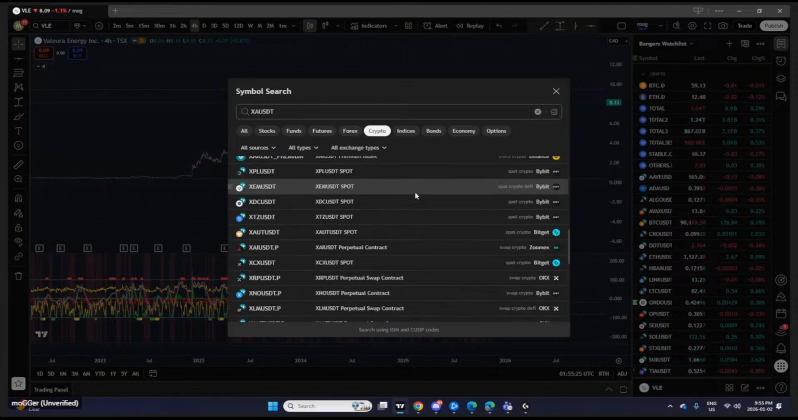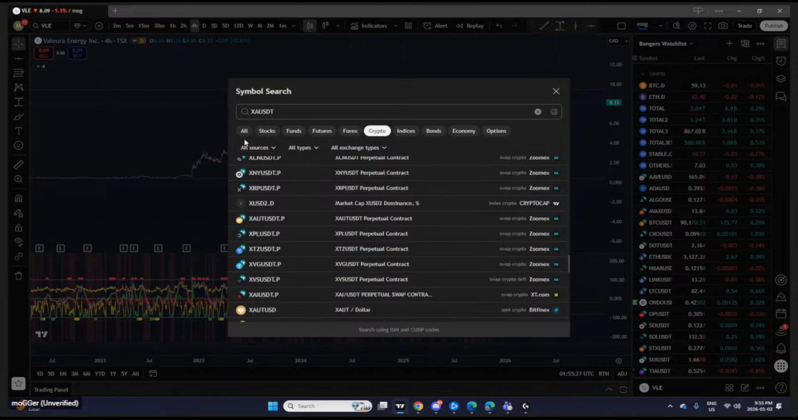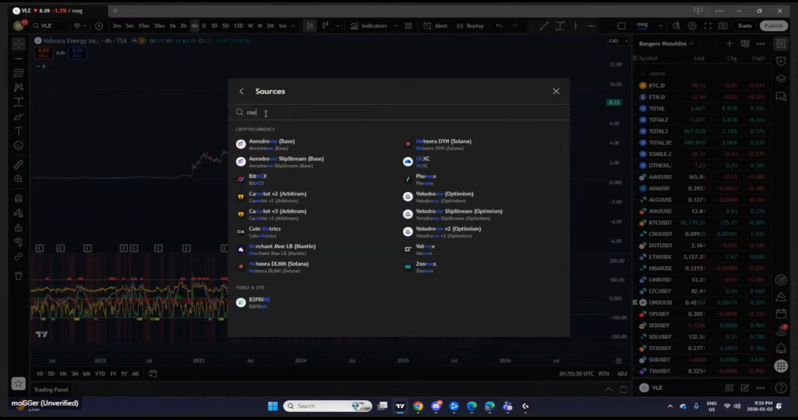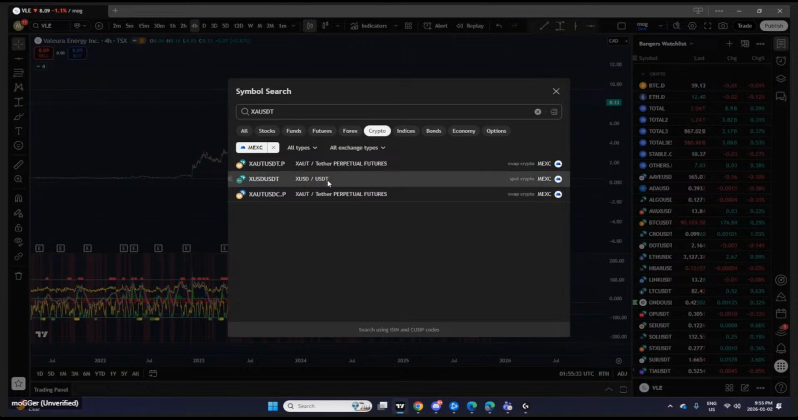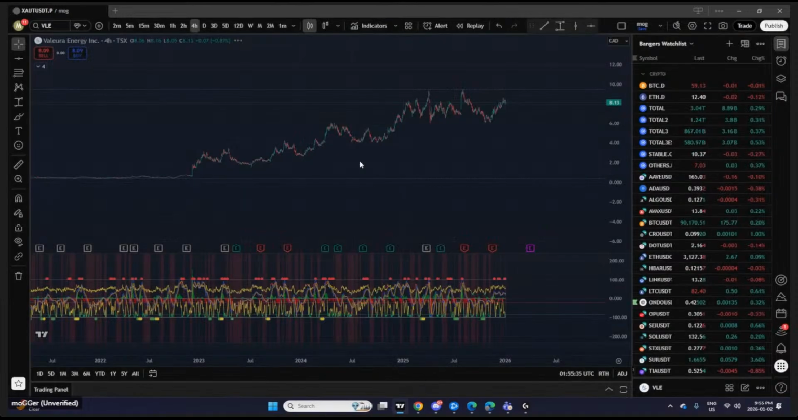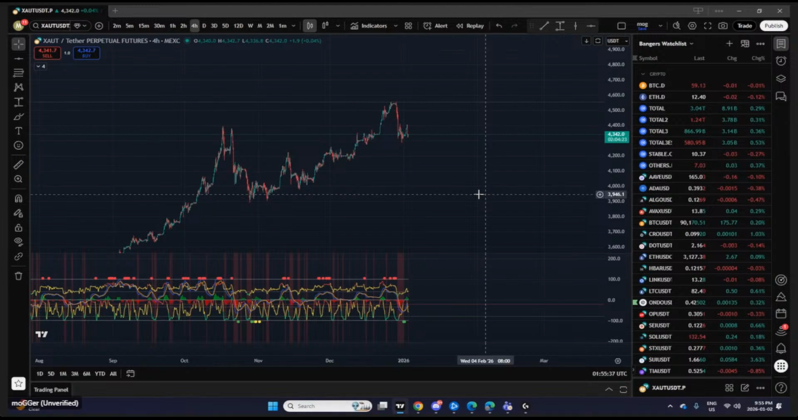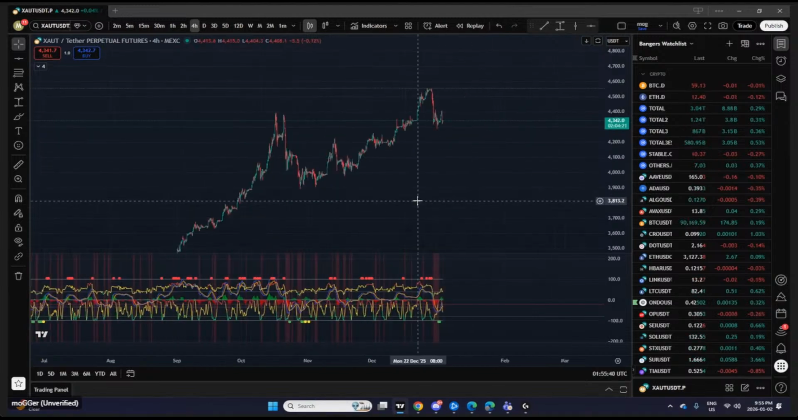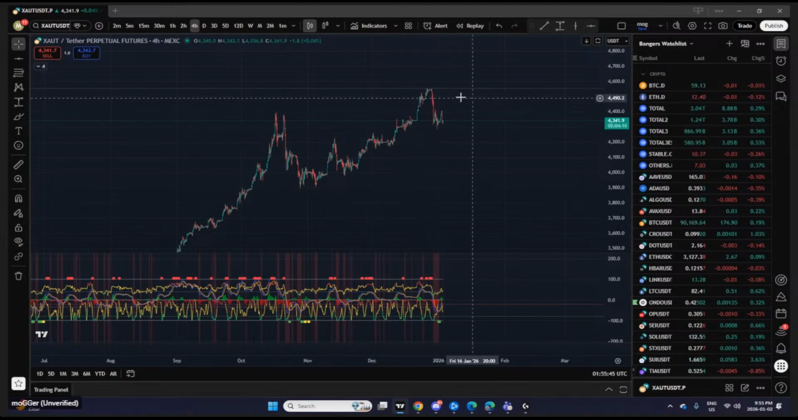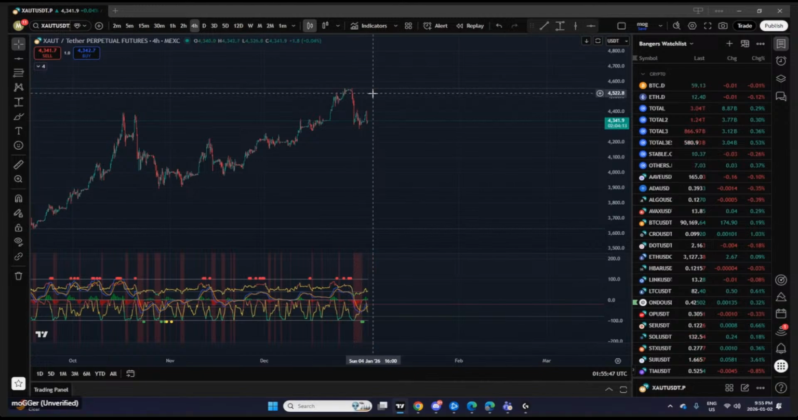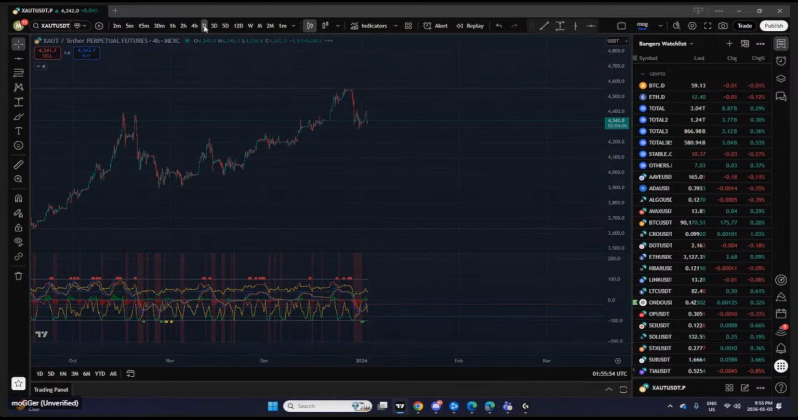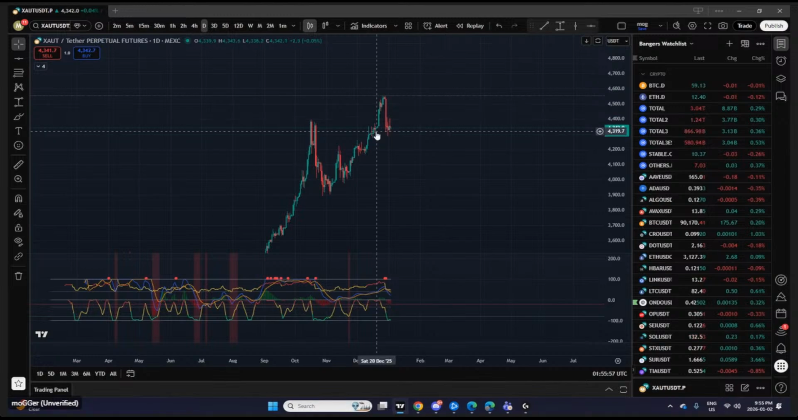MEXC has gold and silver now on perpetual futures. Okay, so let me cover this. I told everyone to sell the gold up here. I was literally selling gold, and I told people to short gold up here, and I posted it in the stock room.